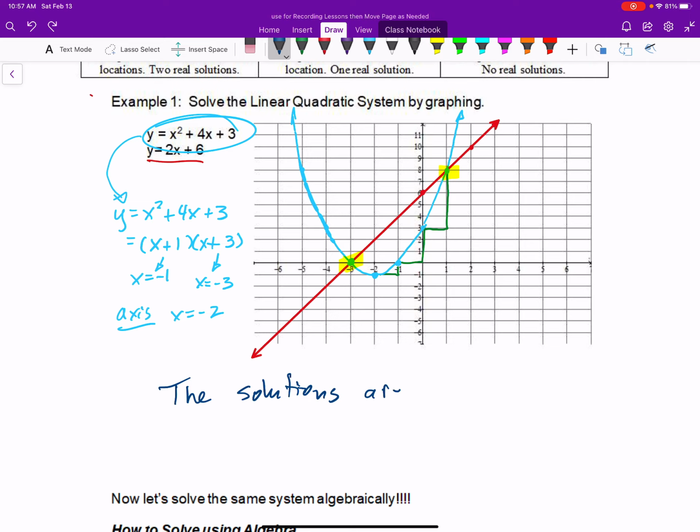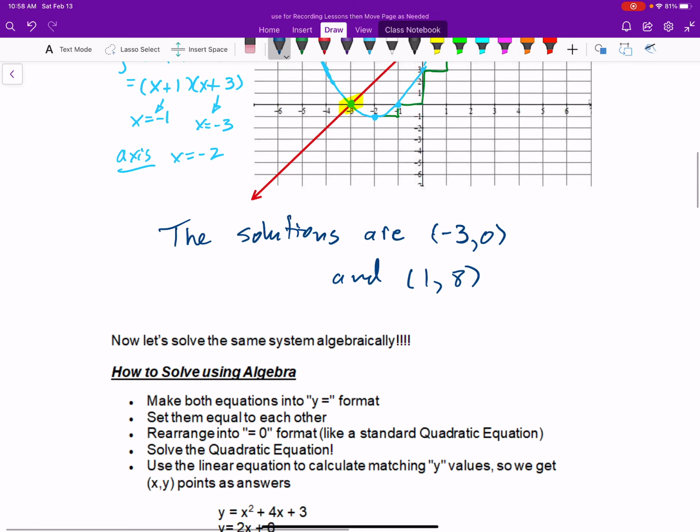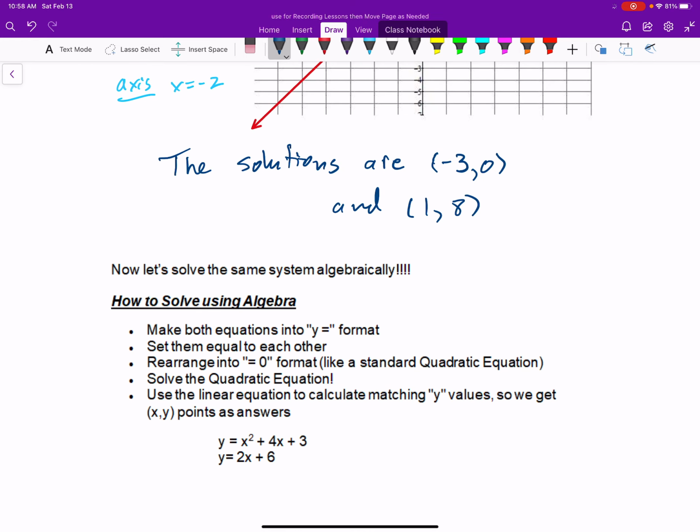getting a little sloppy there. -3, 0, and 1, 8. Okay, so 2 solutions for this one because there's 2 points of intersection. Let's move on and see how we can do it algebraically.